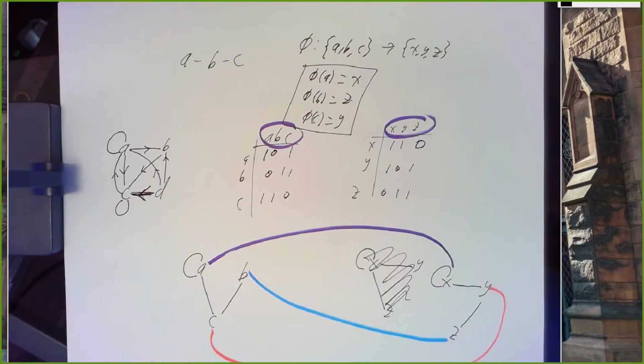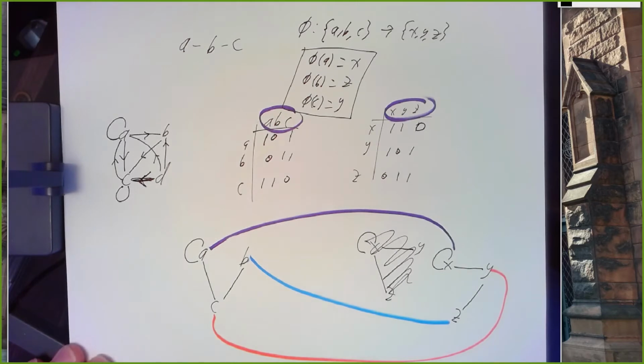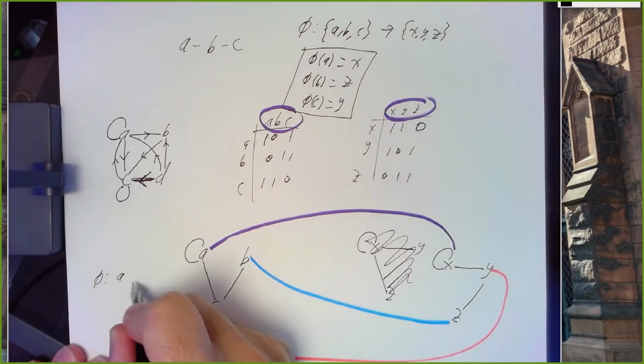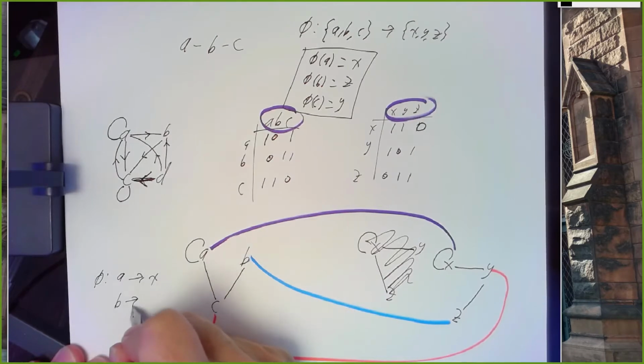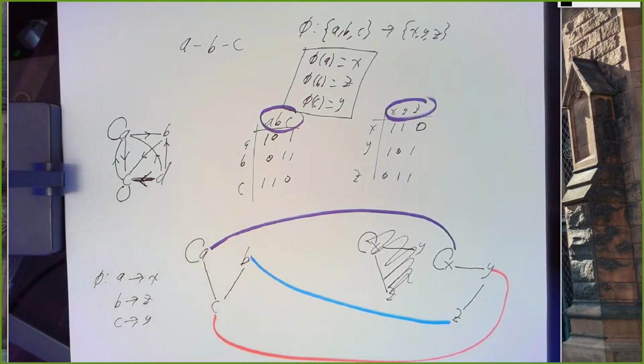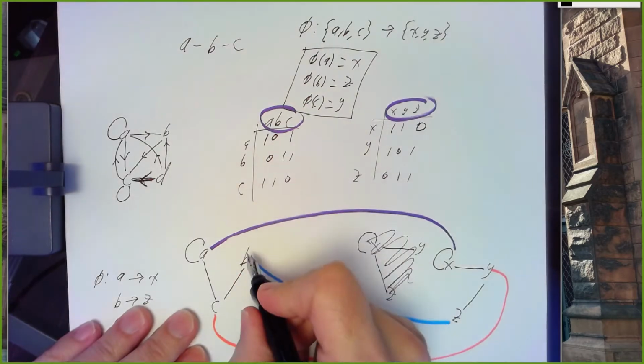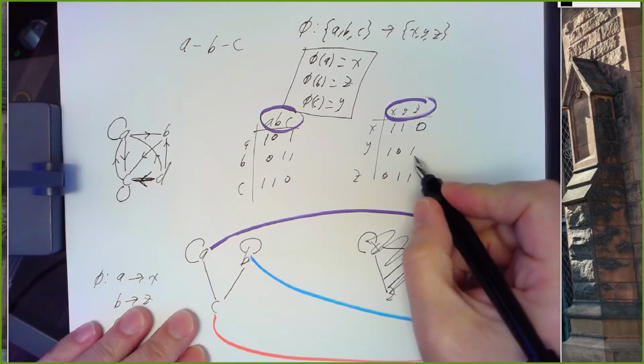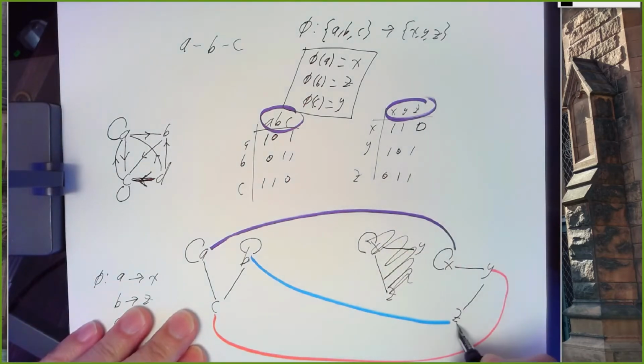And you could also say, yeah, it does get used in calc, that phi is a function that takes A to X and B to Z and C to Y, for example. And I totally messed up my drawing. There's also a loop from B to B, and over here there's also a loop from Z to Z.